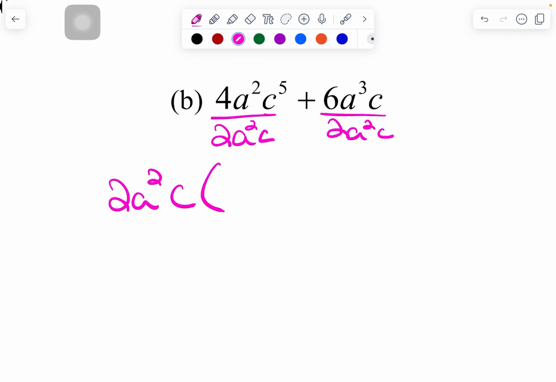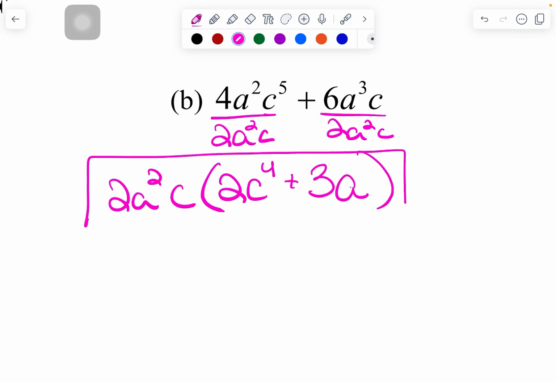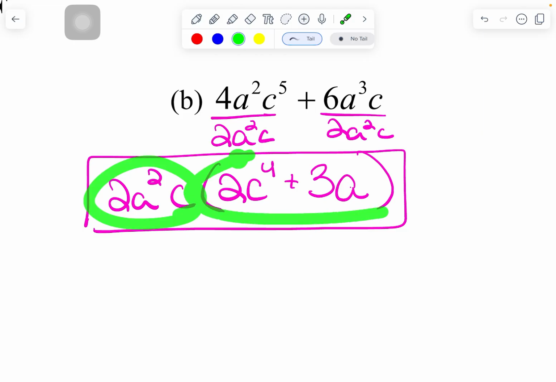All right, what's left? 4 divided by 2 is 2. A to the second over, that's gone. C to the fifth over C, so we'll do a little subtraction. That's going to be C to the fourth. 6 divided by 2 is going to be a positive 3. A to the third, factor out an A squared. That's going to be an A. No C's left over. So that's the factor form for that one. GCF sitting here and your other factor sitting there.